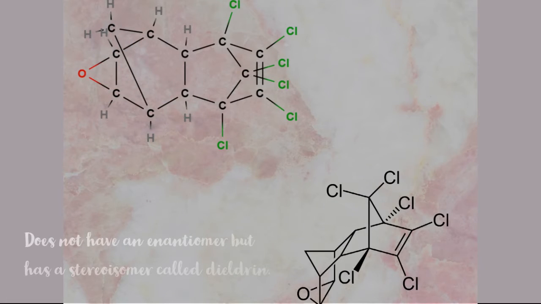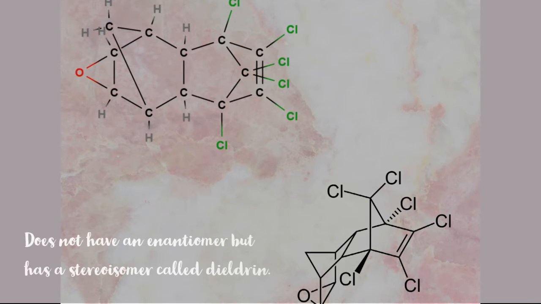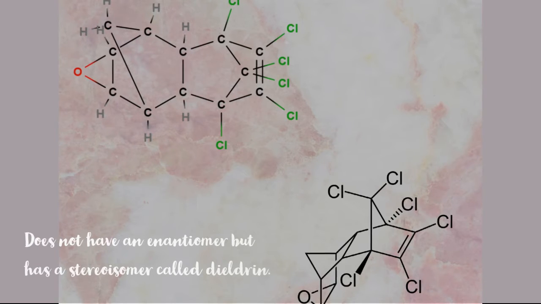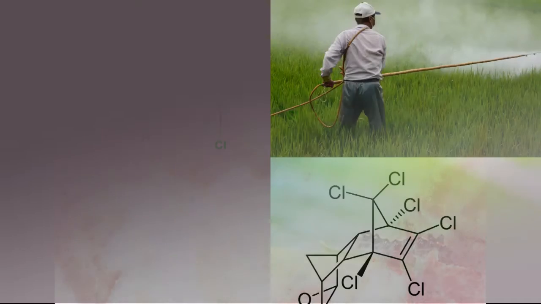Endrin's molecular shape is asymmetrical and contains two fused carbon rings. It consists of one carbon-to-carbon double bond. It has a methylene group coming off one ring and a carbon dichloride group coming off the other ring. It does not have an enantiomer, but it does have a stereoisomer called Endrin.